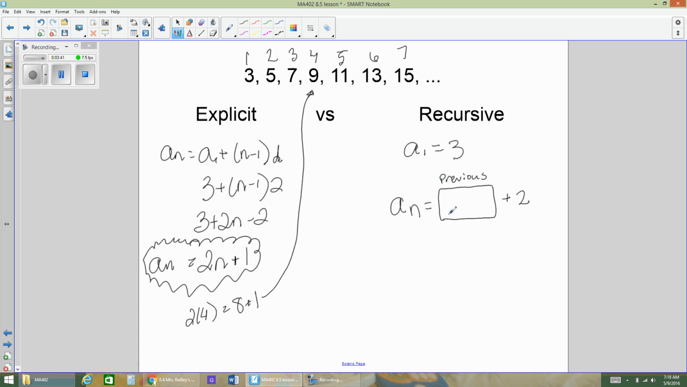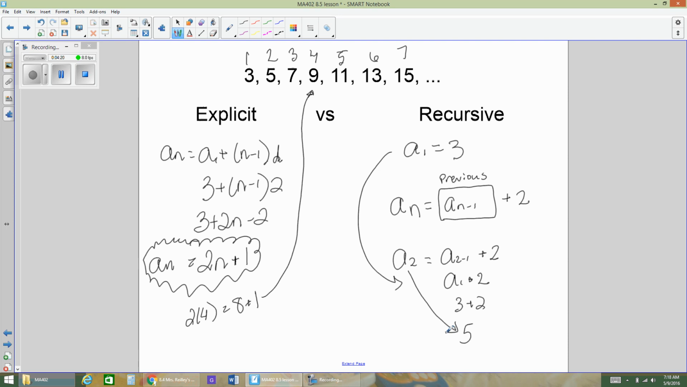The formula is the previous term plus 2. And I know it looks scary, but I promise it's not. The previous term is a sub n minus 1. Because think about that. If you want a sub 2, then what you really want is a sub 2 minus 1 plus 2. Well, a sub 2 minus 1 is just a sub 1 plus 2. And you know that a sub 1 is 3, so it's just 3 plus 2, which is in fact 5. A sub 2 is 5.